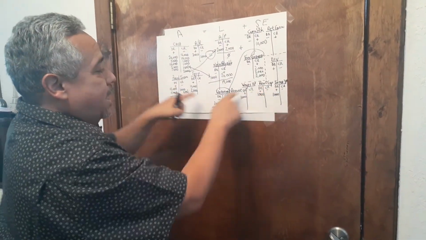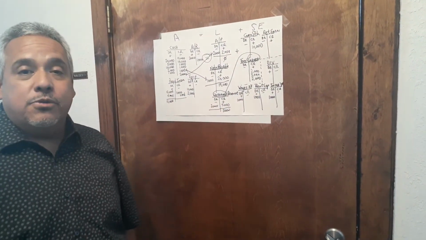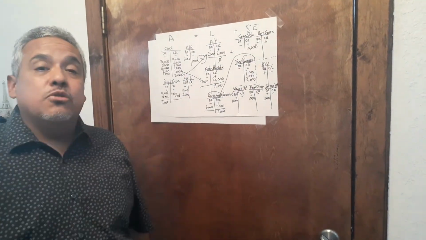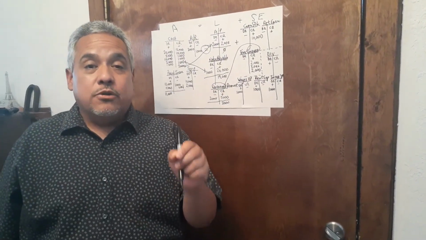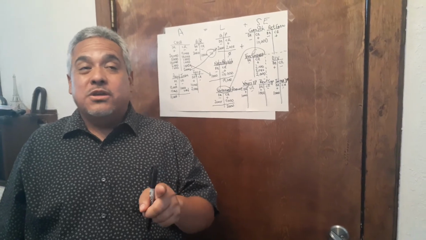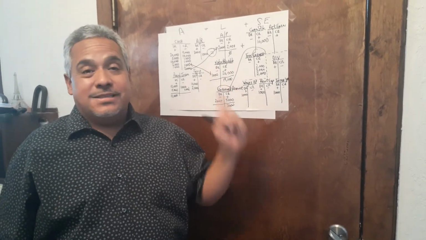This prepaid and this unearned, that's chapter 3. So the main thing is to learn these debits and credits. And that will make this course so much easier because this is not going to go away.